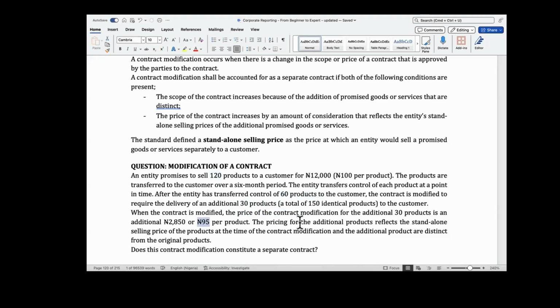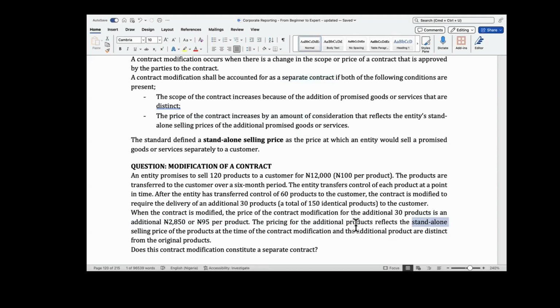They now said the pricing reflects standalone selling price. Don't forget, where the increase in price reflects the standalone selling price of additional goods, that means you are treating it as a separate contract. So this question already told us specifically that the price of the additional goods is a standalone selling price.